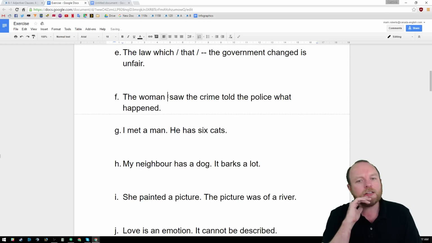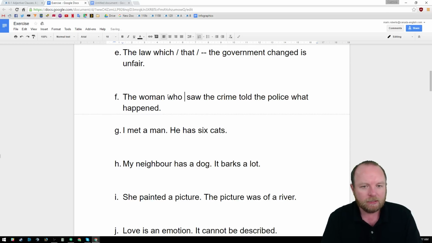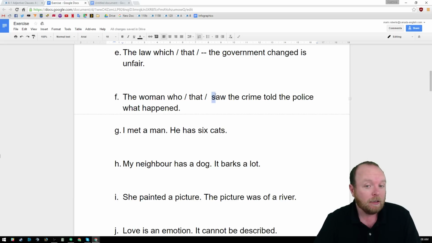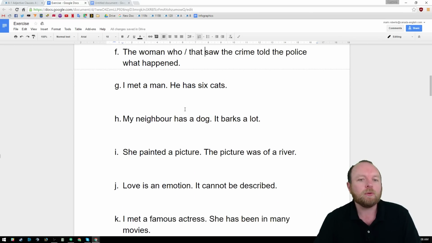Finally, we need a relative pronoun. Well, a woman is a person, so we can say who or that. Can we say nothing? No, because we have a verb here. So we need who or that. The woman who saw the crime told the police what happened.